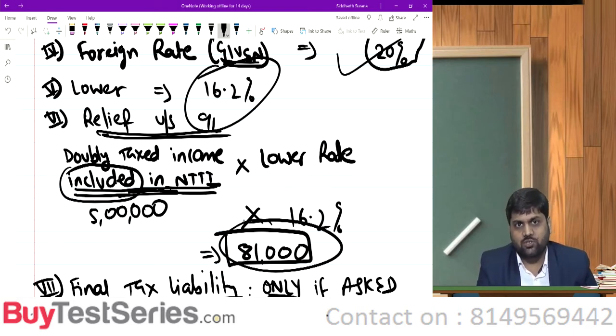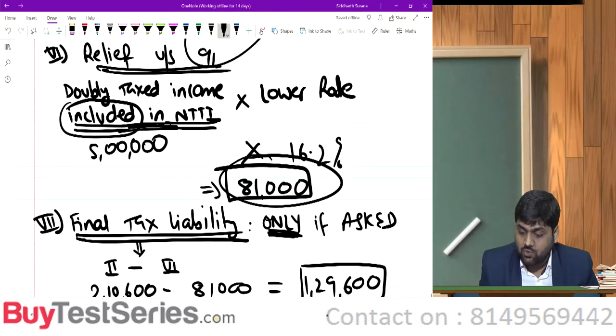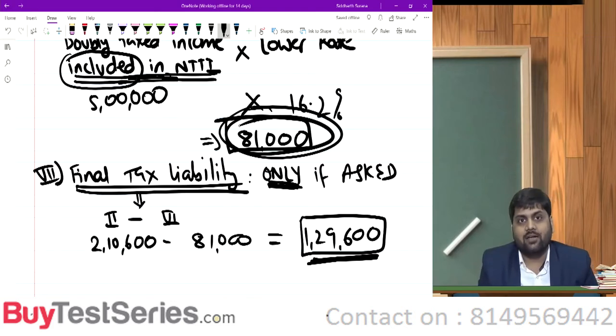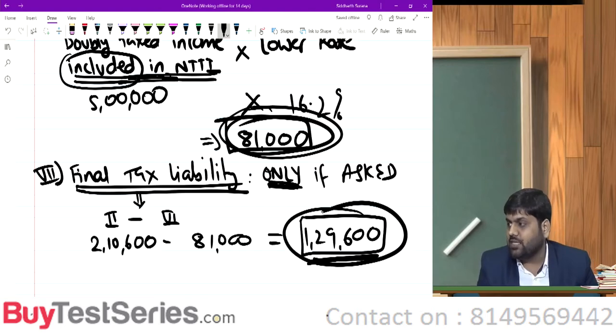My South students call it Durantam. Disaster. Because the question has asked you final tax, and 129,600 is also one of the options. This is going to be your correct answer. So if the question is calculate relief, then you have to stop at 81,000 and that's your final answer. And if the question is calculate final tax, then you have to do this step and this will be your final answer. You get marks for answering what is asked.